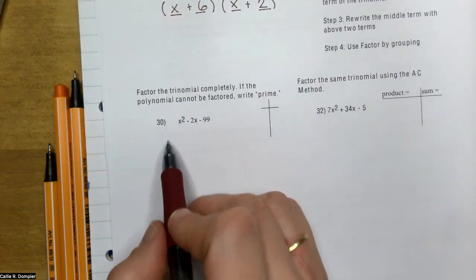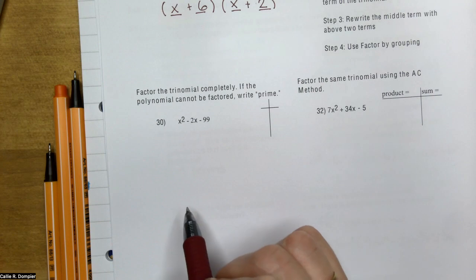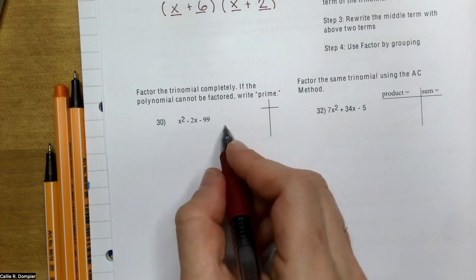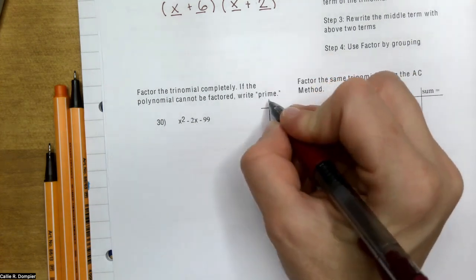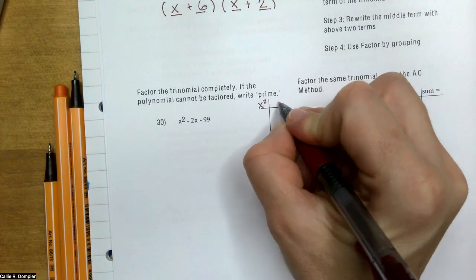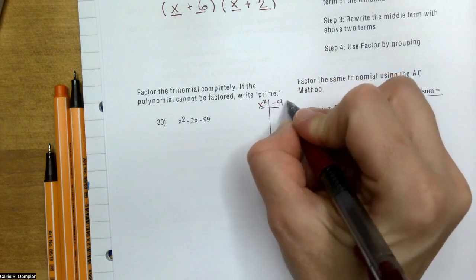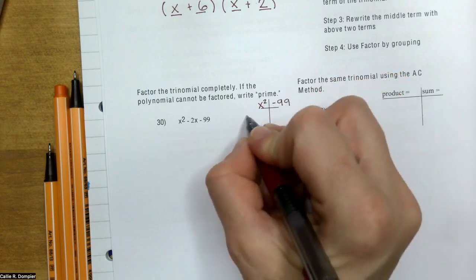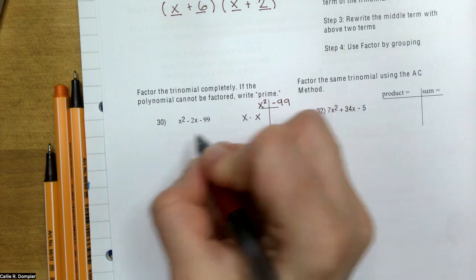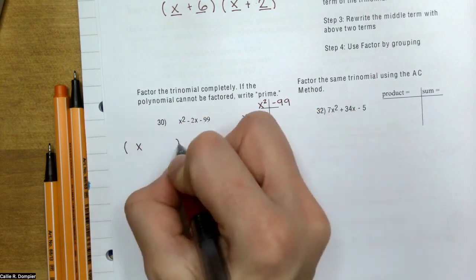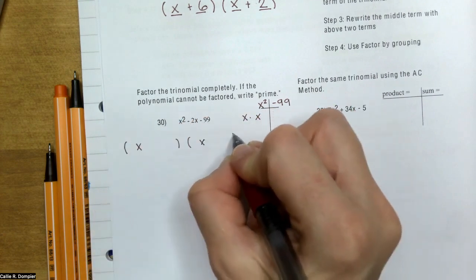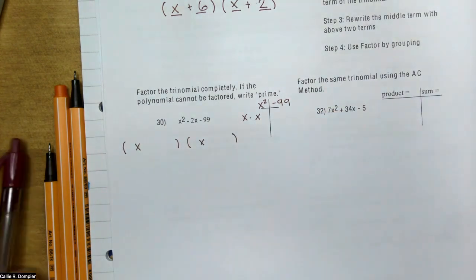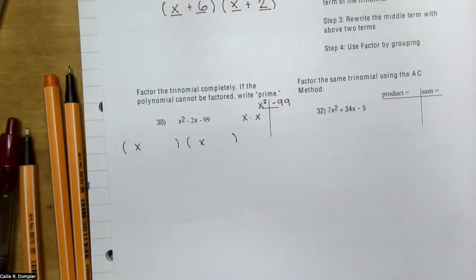Number 30 says factor the trinomial completely, and if the polynomial cannot be factored, write prime. All right, so we're going to write our factors of x squared and our factors of negative 99. X squared is just going to be x times x, right? So here's the reverse FOIL method. The factors of negative 99.